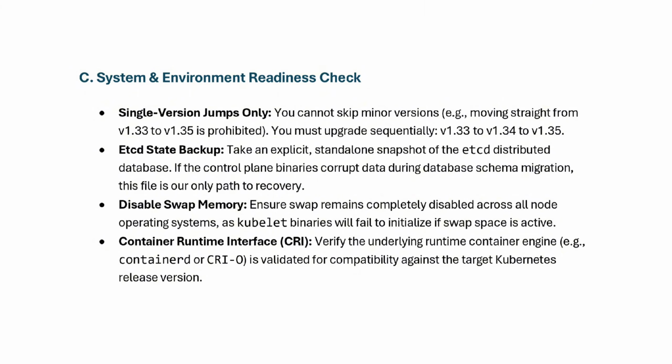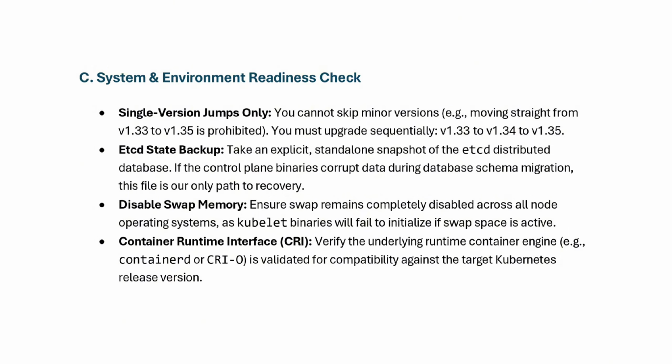etcd state backup. We must take an explicit standalone snapshot of the etcd distributed database. If the control plane binaries corrupt data during database schema migration, this file is our only path to recovery. Disable swap memory. Ensure swap remains completely disabled across all node operating systems, as kubelet binaries will fail to initialize if swap space is active.